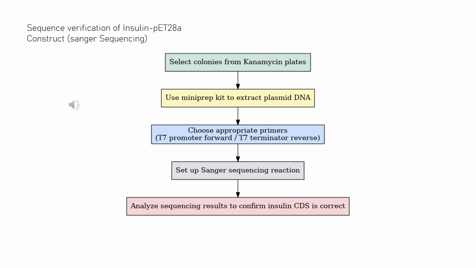So after colony selection, I needed to confirm that the insulin coding sequence was inserted correctly and without mutations. So I first grew the selected colonies and used the miniprep kit to isolate plasmid DNA. For sequencing, I chose primers that bind to the T7 promoter and T7 terminator, so the sequencing reaction would read through the entire insert. I then set up the Sanger sequencing reaction, sent the samples for sequencing, and analyzed the result to ensure the insulin CDS matched the reference sequence exactly.